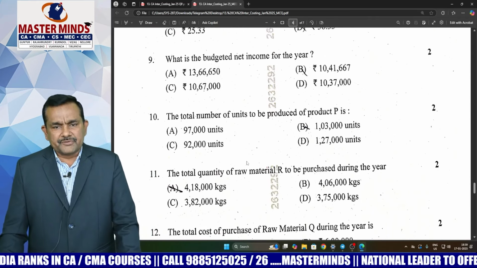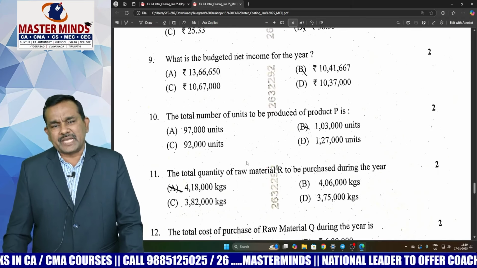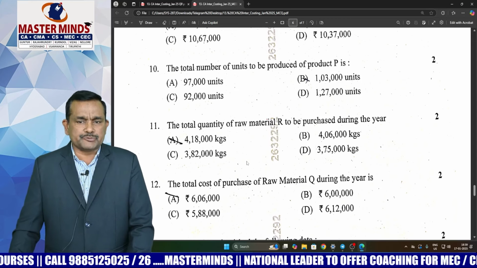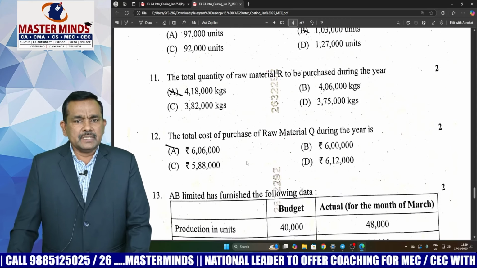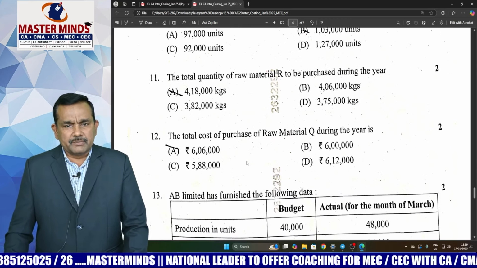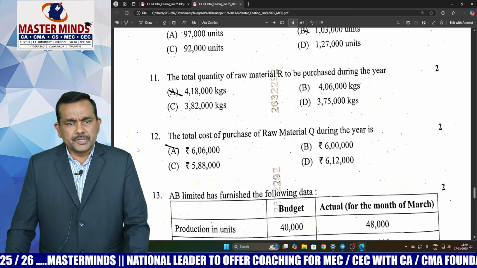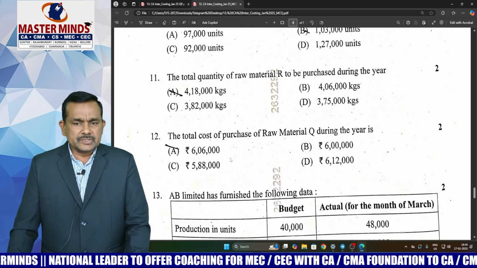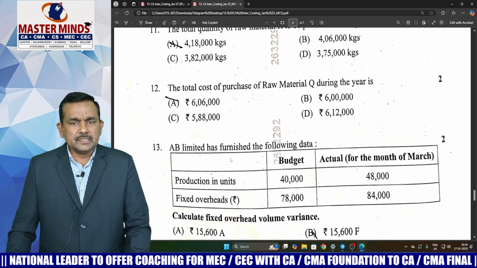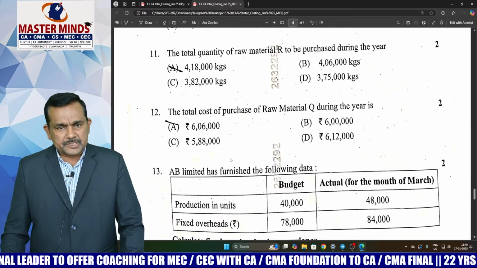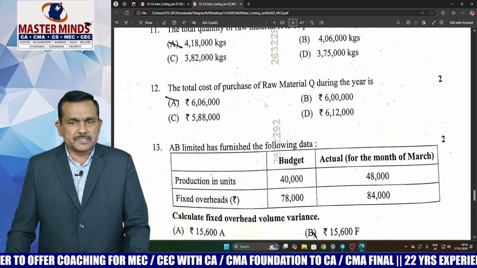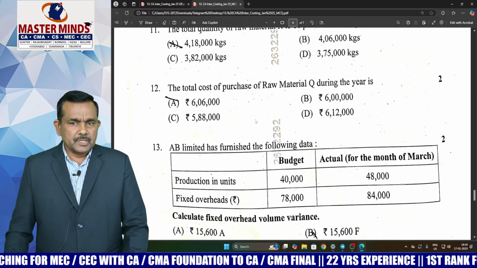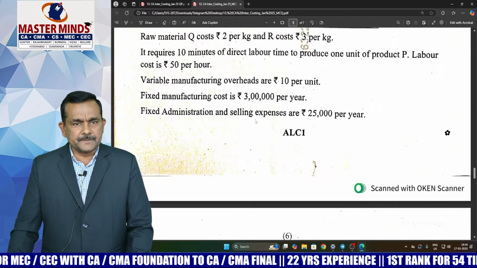Next, number of units to be produced for product P. So calculate the production volume: sales in quantity plus closing stock in quantity minus opening stock in quantity. Next, total quantity of raw material purchased during the year. So raw material purchase quantity means raw material consumption plus closing stock of raw material minus opening stock of raw material. That is the raw material purchase, sir. So total cost of purchase means raw material purchase quantity into unit price of raw material, then we'll get the raw material purchase in rupees. So this question is also very easy, sir.